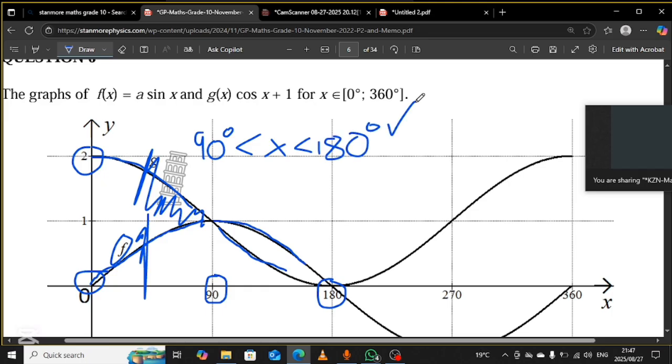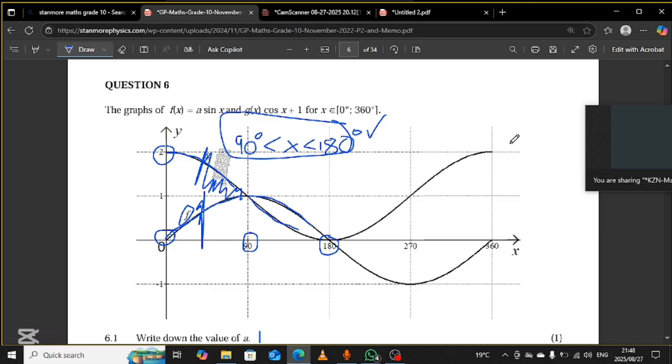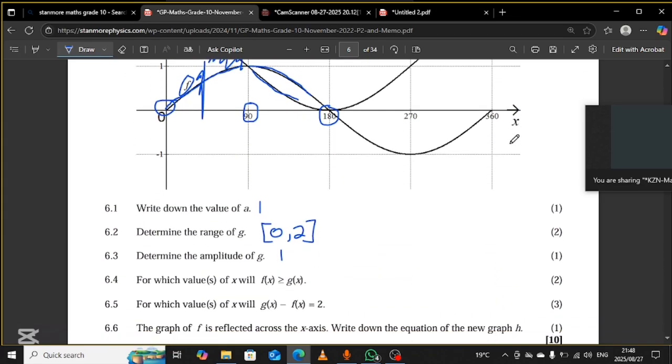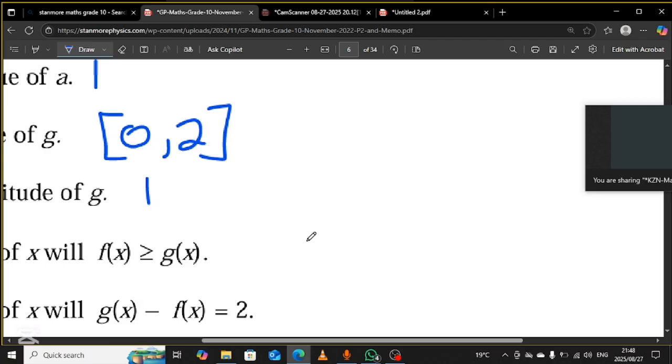So I would advise you, for this kind of question, always use the graphical method. Don't use the critical value method, use the graphical interpretation. So this was supposed to be your final answer. You can see that, right? Yes. So we can write it here: x is in between 90 degrees and 180.